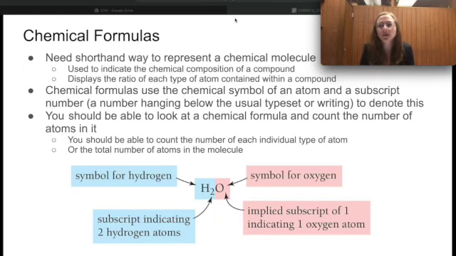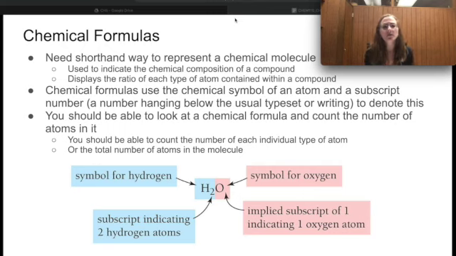Okay, so in this video, we're going to talk a little bit about chemical formulas and some of the information we can learn from them. Although we've been kind of looking at them, we've glanced at them, we kind of know what they tell us, let's get into some real detail about chemical formulas in this video.